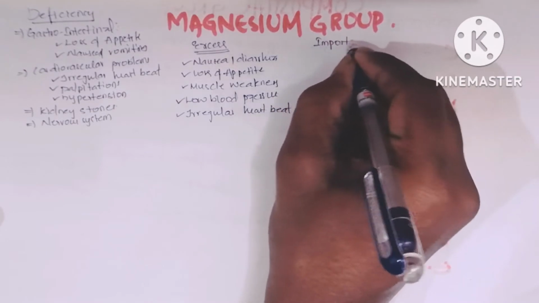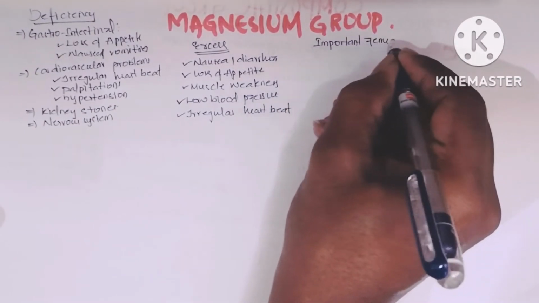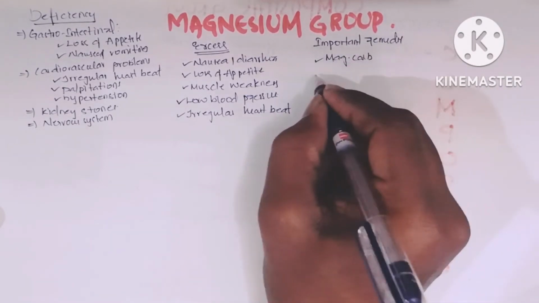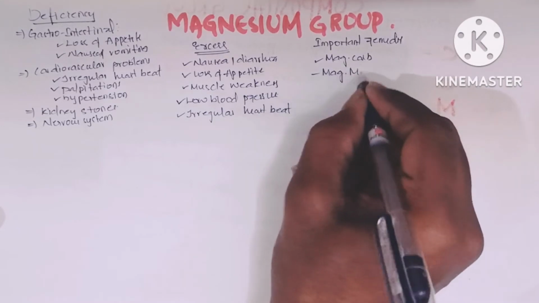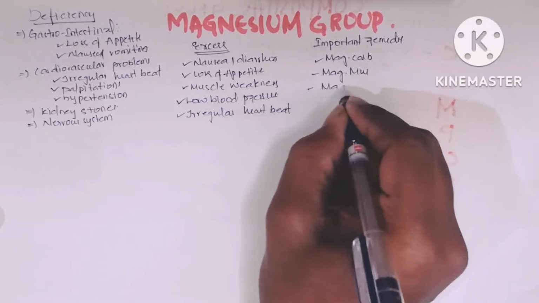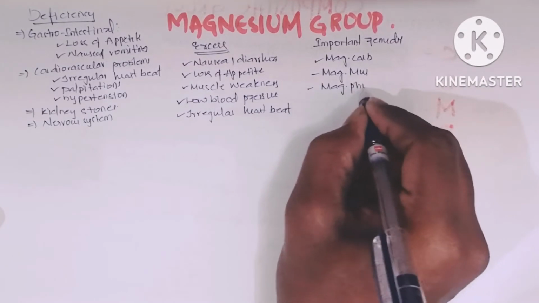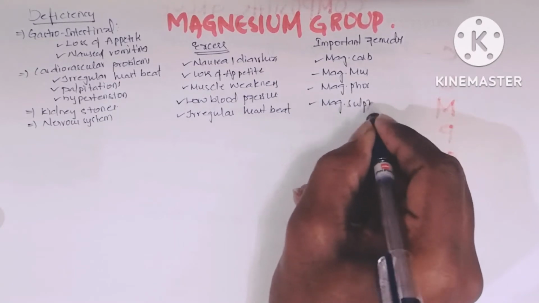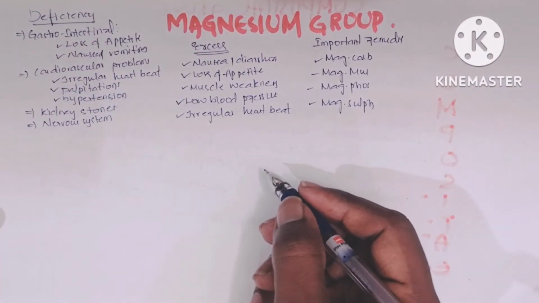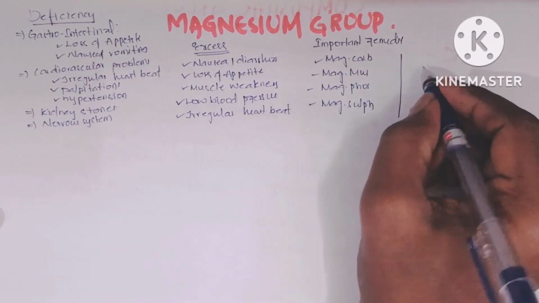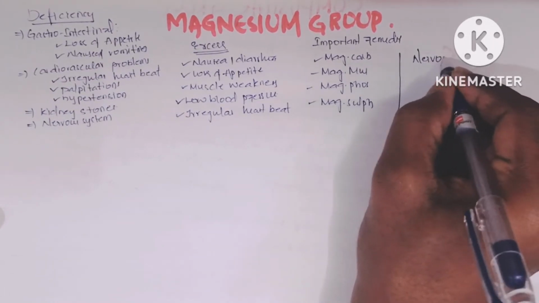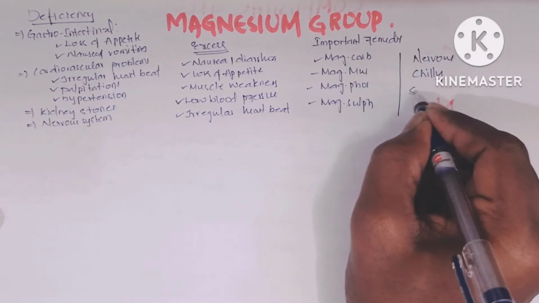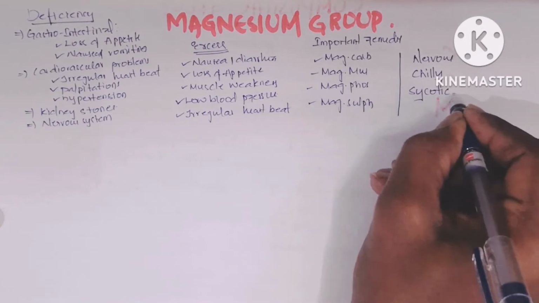And the important remedies that cover the magnesium group: Mag carb, Magnesium muriaticum, Magnesium phosphoricum, Magnesium sulf. Some important remedies. And the magnesium group is a nervous remedy, chilly in thermals, sensitive to cold, and the miasm is psoric.